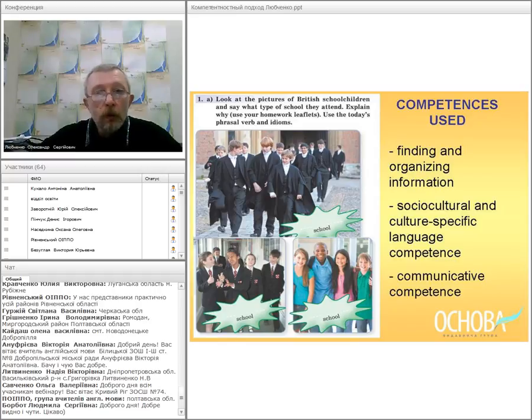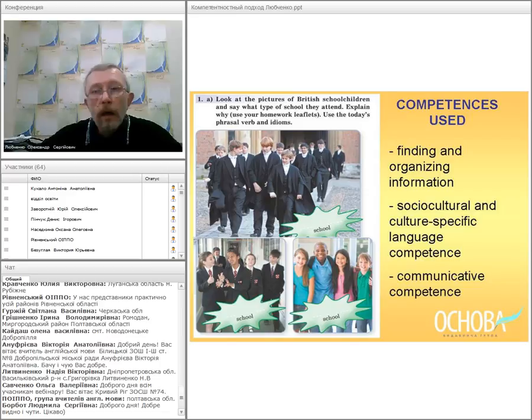What were the competences used? First, they were looking for information because the home task was to find the types of schools. And they have to find information, to analyze information, to organize information, and to make a conclusion that the guys in the upper picture most probably are students of a private school. The guys in the left bottom picture are probably the students of grammar school because they are wearing uniforms. And the students in the right bottom picture are probably the students of a comprehensive school because they are very freely dressed.